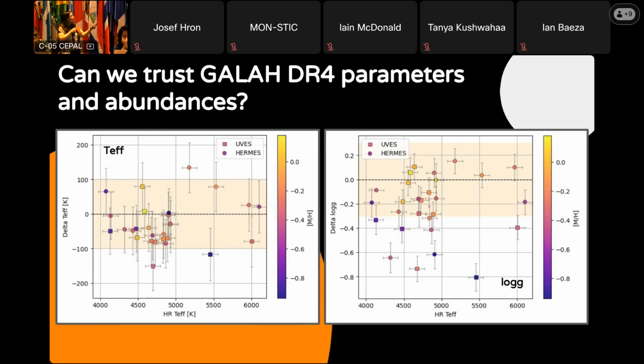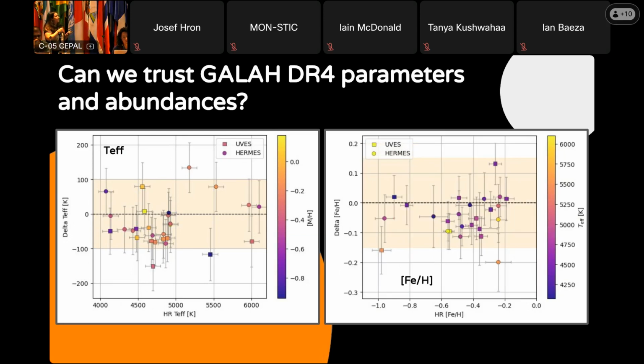Here you have our differences. So in the temperature, I don't know if you see well enough the labels, but the yellow region shows 100 Kelvin dispersion. So most of the targets agree with GALAH, and ourselves agree within 100 Kelvin. For the log g, we don't do very well. If someone can help me understand why, I will appreciate it. And for the metallicity, we again are quite happy with the results. So temperature and metallicity in GALAH versus our high resolution job agree quite okay.